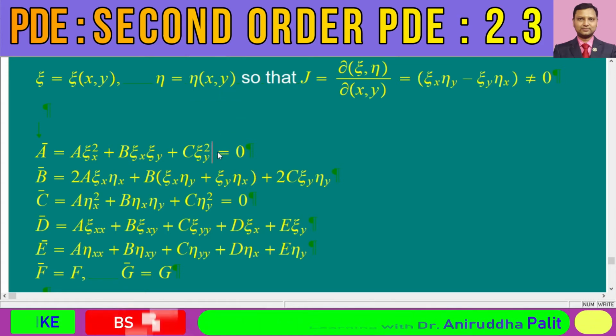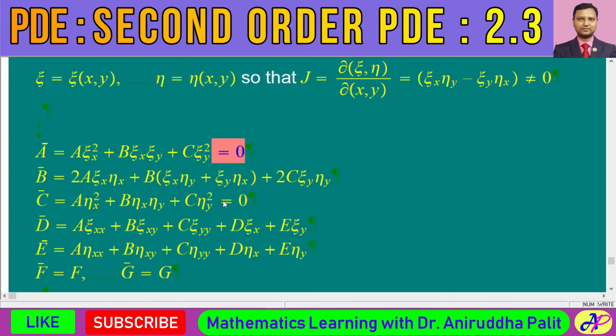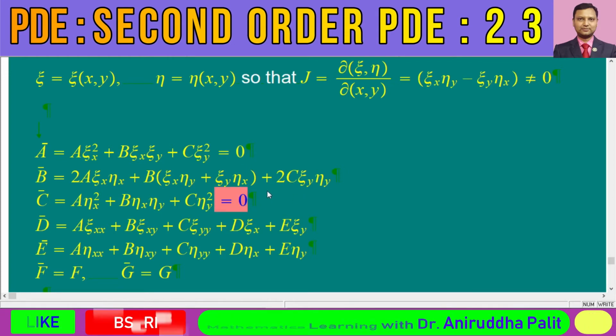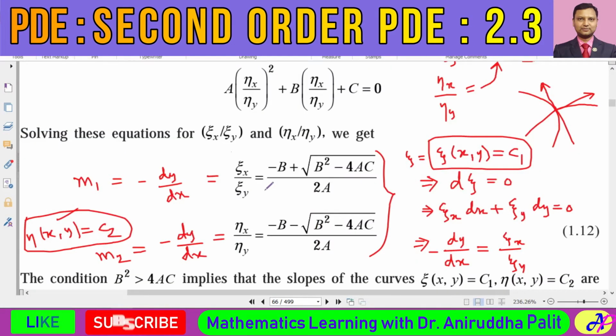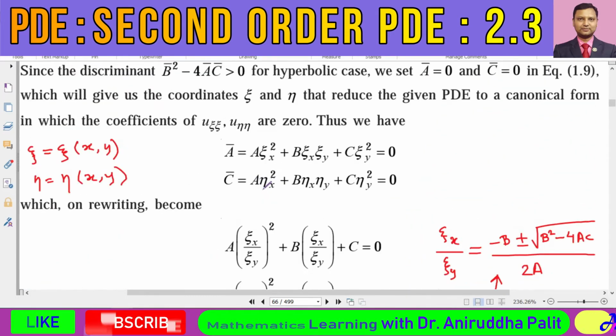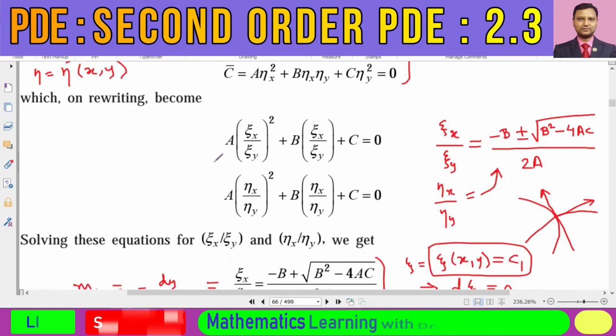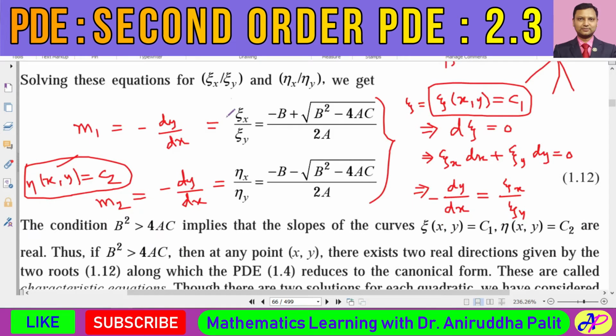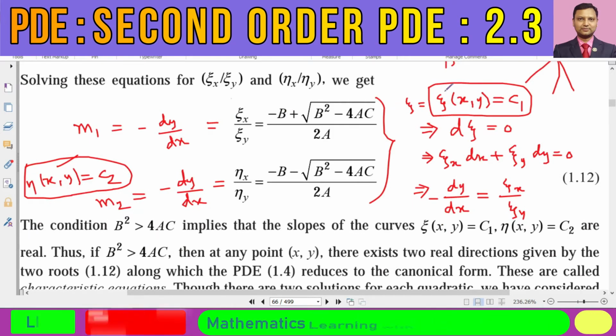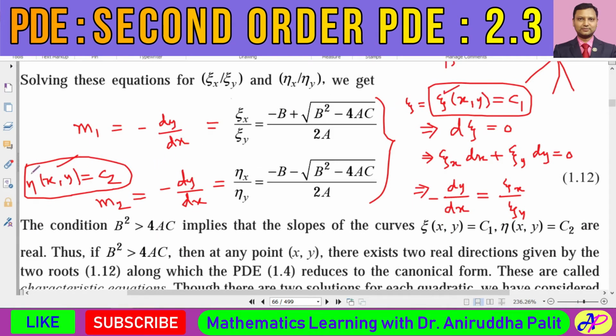So by just putting capital A bar equal to 0 and capital B bar equal to 0. Why did we put capital A bar equal to 0, capital B bar equal to 0? Because of two reasons. The reason was that we could impose two conditions so that we can determine these two unknown functions. And by mathematical manipulation, if we integrate this relation, we would be able to determine this xi and this eta.